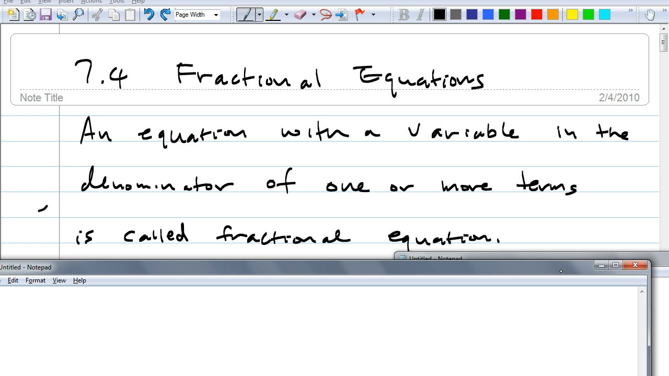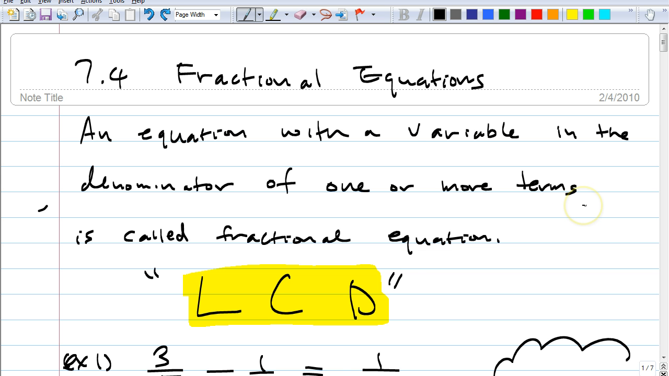Okay, here we go. So write this down. An equation with a variable in the denominator of one or more terms is called a fractional equation. As I mentioned before, last time we talked about equations with fractional coefficients. We didn't have any variables in the denominators. Now you're going to have variables in the denominators. And as we said before, we're going to multiply both sides by the LCD.